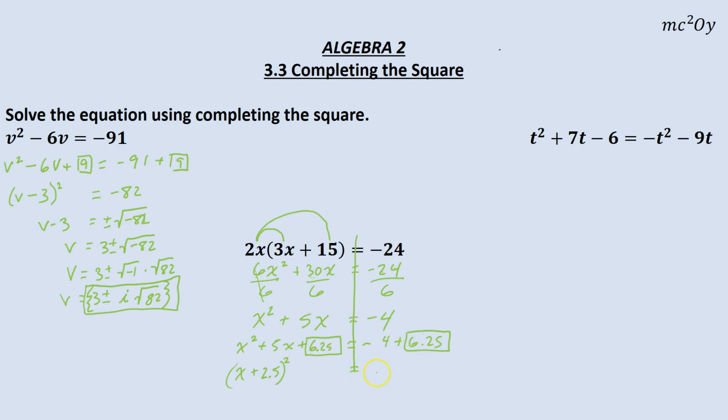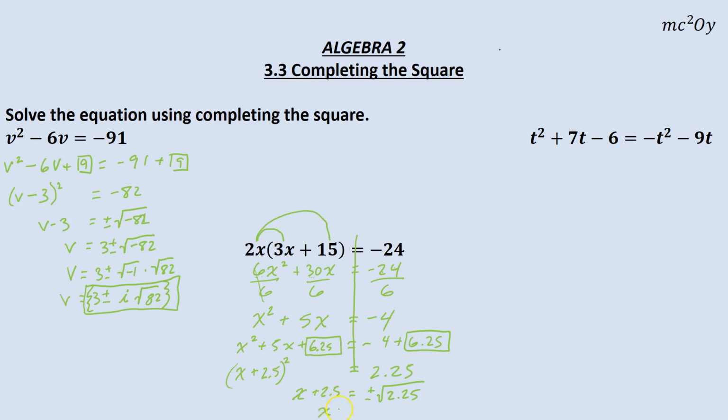All right, that gives me 2.25. And then I want to go ahead and take the root of both sides. Well, that's x plus 2.5 is equal to plus or minus the root of 2.25. Well, at least the root of 2.25 is a perfect square. If you think 225, that's 15 times 15, so this will be 1.5.